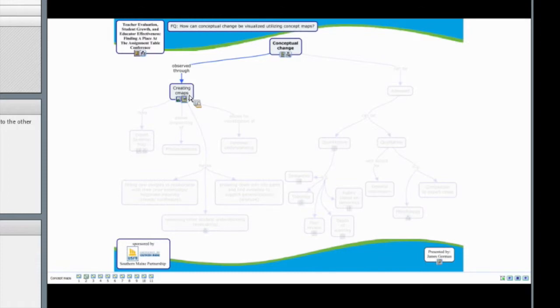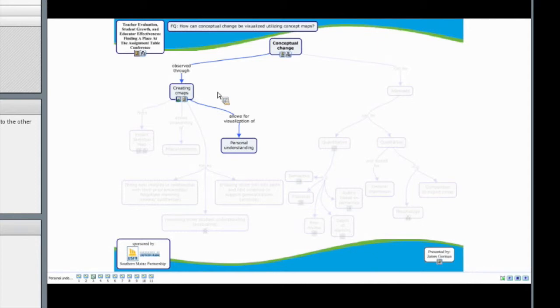And a concept map just keeps adding progressively more and more concepts to answer a central focus question. In this case, how can conceptual change be visualized utilizing concept maps? In this program, CMap tools, I can link any type of digital media to it. So you'll see there's more concept maps under here. There's resources. There's images.